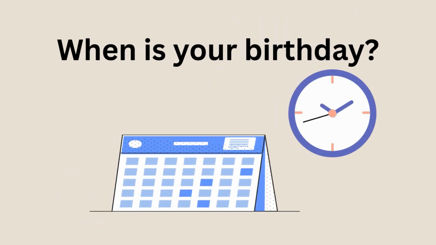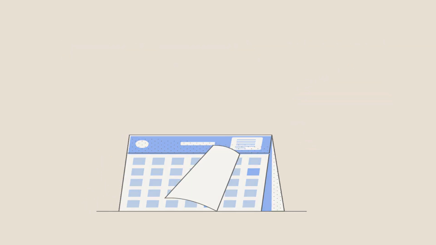When? This question word is used to ask about time, whether it's a specific time of day, a date, or an event. For example, if you're asking about someone's birthday, you could say, "When is your birthday?" It's a simple way to gather time-related information.